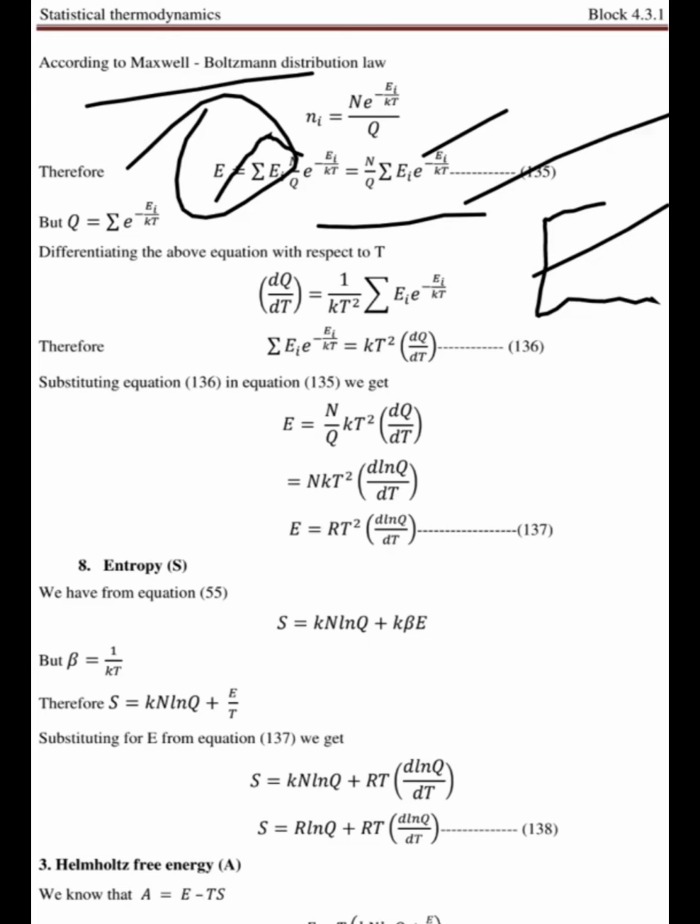But Q is equal to summation of e to the power of minus E_i by kT, which you are going to substitute in equation 135, differentiating with respect to temperature, keeping V constant.